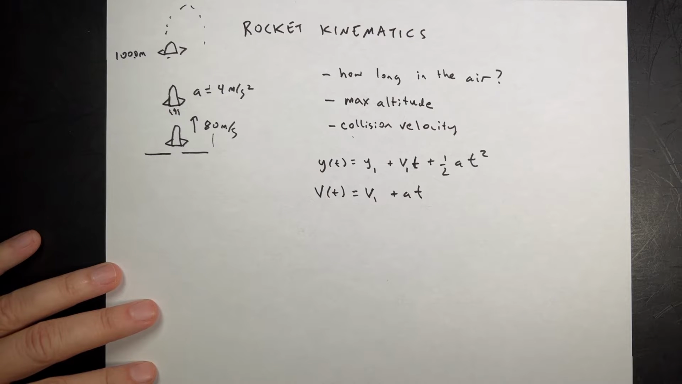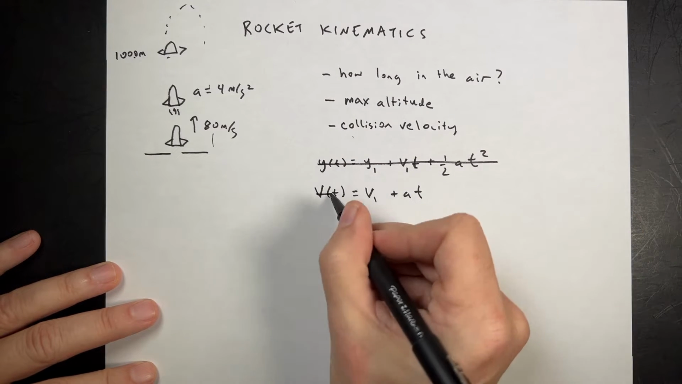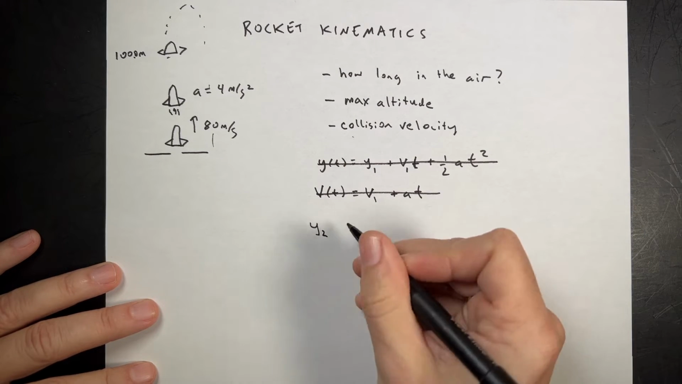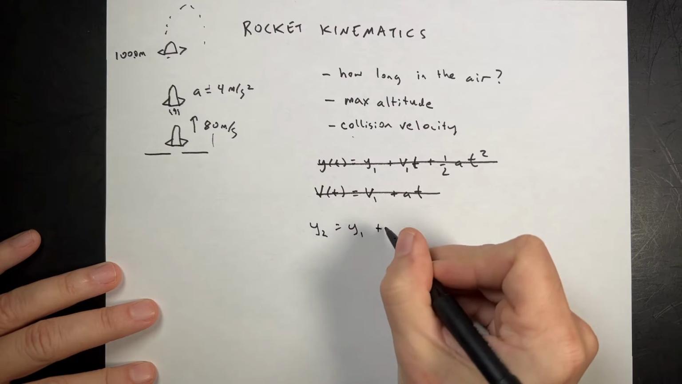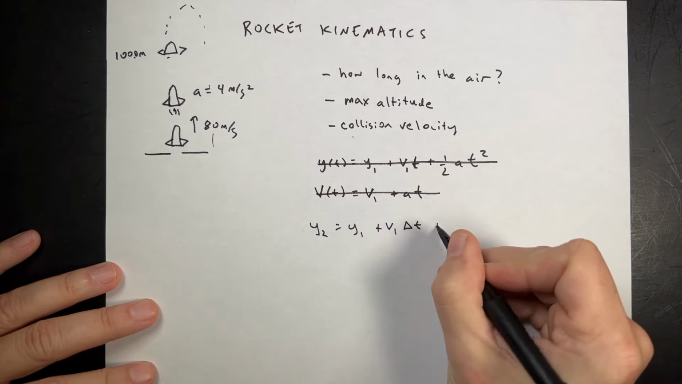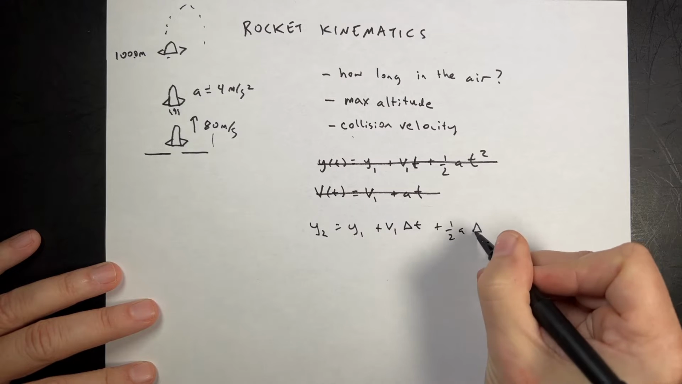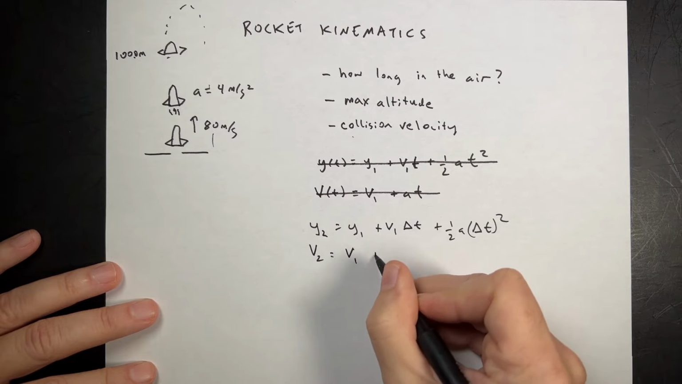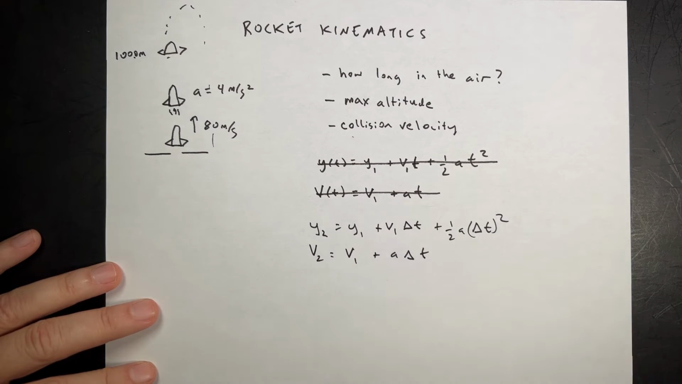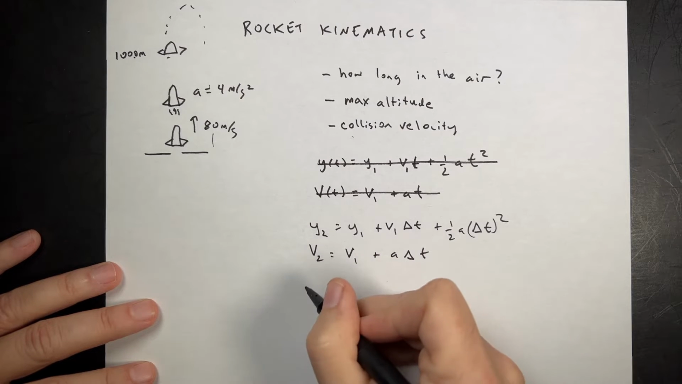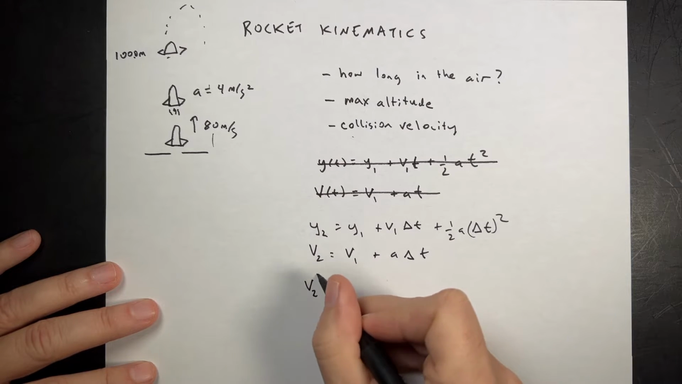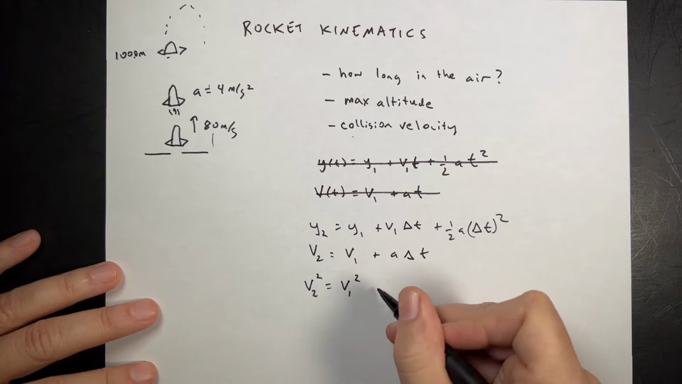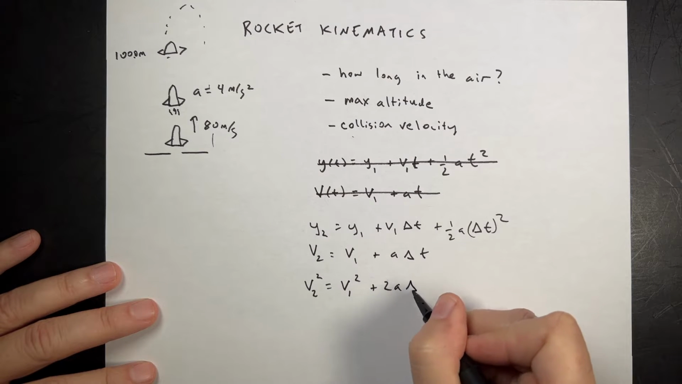This really should be delta t. Yeah, let's rewrite these. I'm going to write it like this. y2 is y1 plus v1 delta t plus 1/2 a delta t squared. v2 is v1 plus a delta t. And then finally, you can manipulate these equations and get one without a time. And it looks like this. v2 squared equals v1 squared plus 2a delta y.